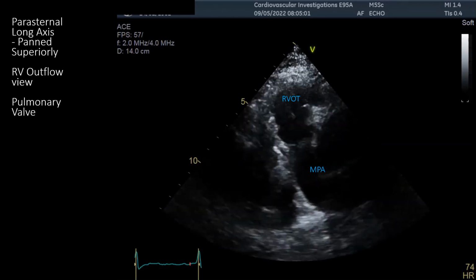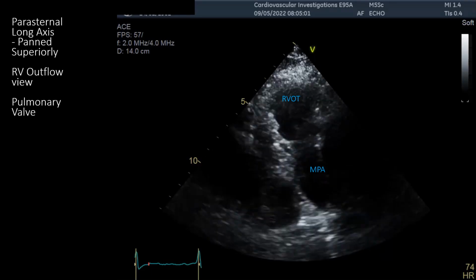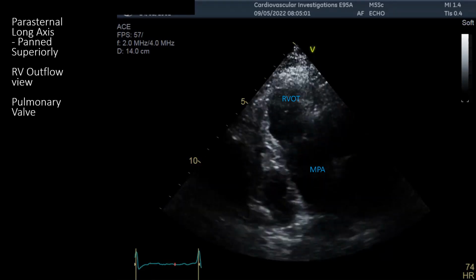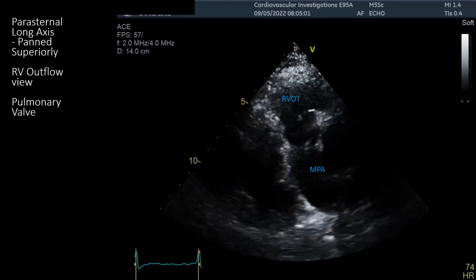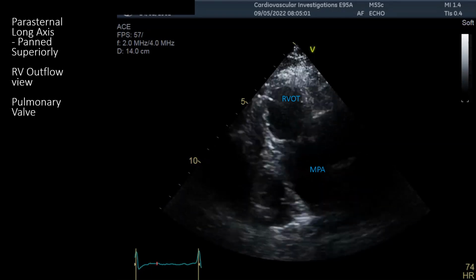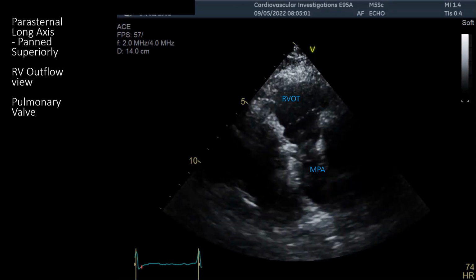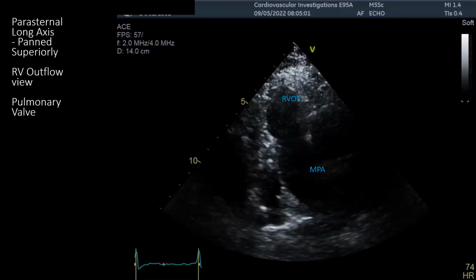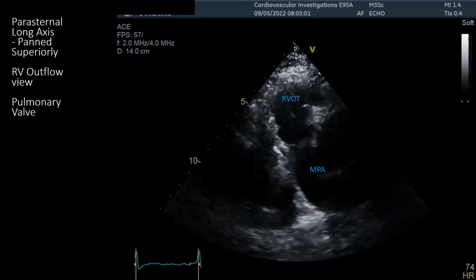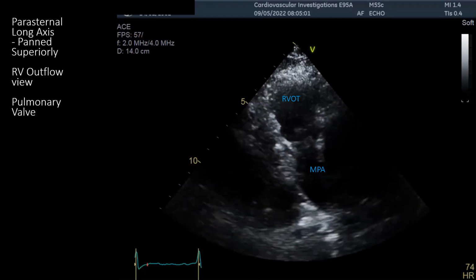This is now still a parasternal long axis view, but we've now panned superiorly instead of inferiorly, so the ultrasound beam is now being moved towards the patient's head, away from the toes, and this allows us a view of the right ventricular outflow and the pulmonary valve specifically.